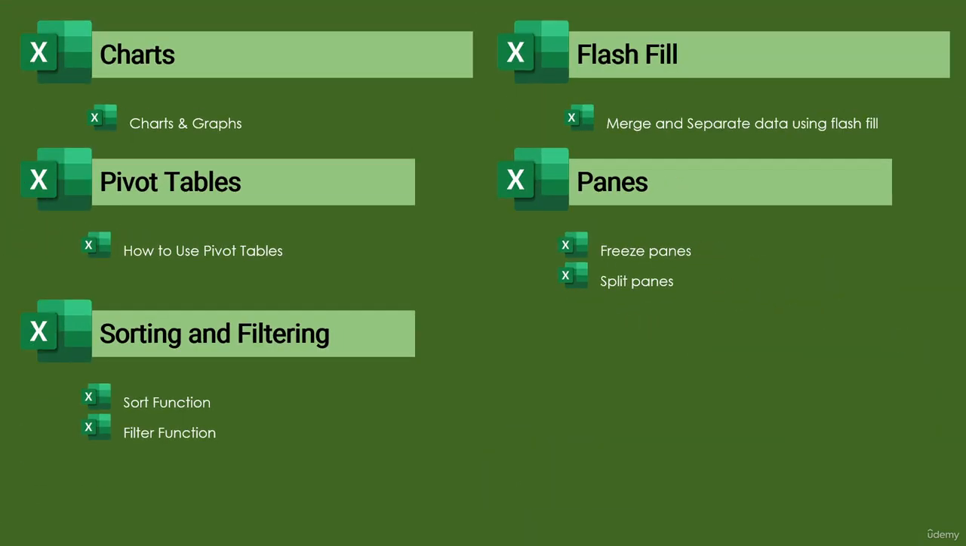Then we have charts and graphs, where we create a beautiful chart for your data. Then we have pivot tables: how to use a pivot table, sorting and filtering, sort function and filter function. Then we have flash fill, merge and split spreadsheet data using flash fill. Then we have panes, freeze panes and split panes.